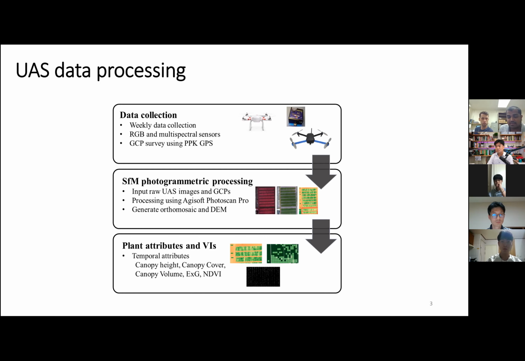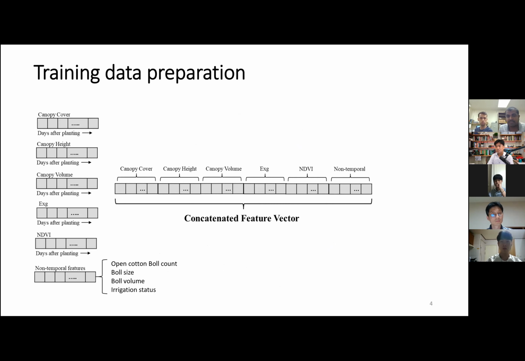In the next step, we compute plant attributes and vegetation indices, such as canopy height, canopy cover, canopy volume, and vegetation indices like excess greenness index and NDVI. Then we prepare the data so that we can provide input to the machine learning model. That involves concatenating all those temporal canopy attributes and vegetation indices. We also use some non-temporal features such as open cotton boll attributes that we see from the aerial images towards the late season, and we also included those in the concatenated feature vector.